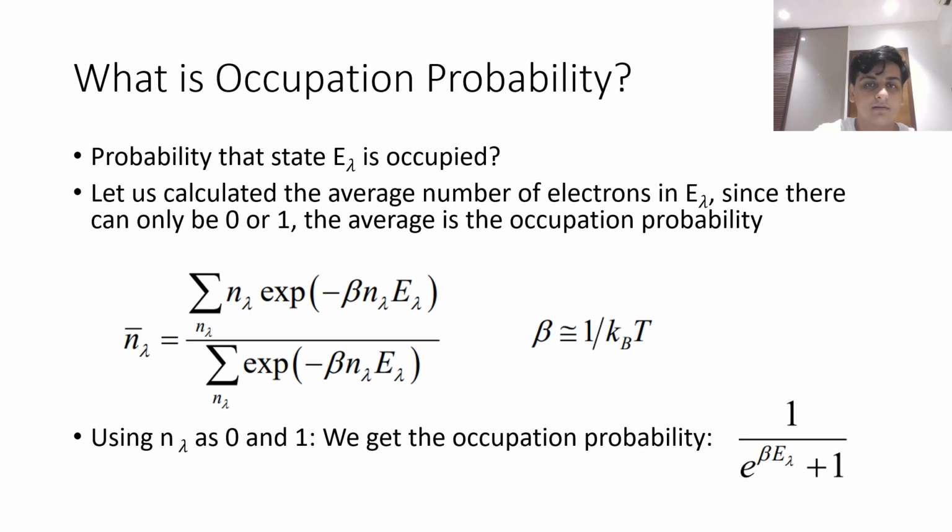So what we're actually now moving to is the occupation probability of some particular state. Let's take the state E lambda and talk about the probability that this is occupied. The way we do this is we calculate the average number of electrons in E lambda, and since there can only be 0 or 1, the average is the occupation probability.